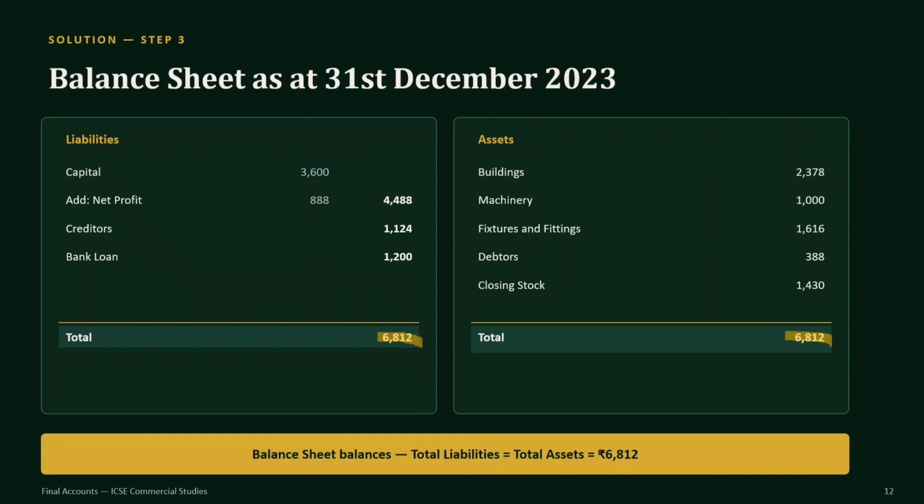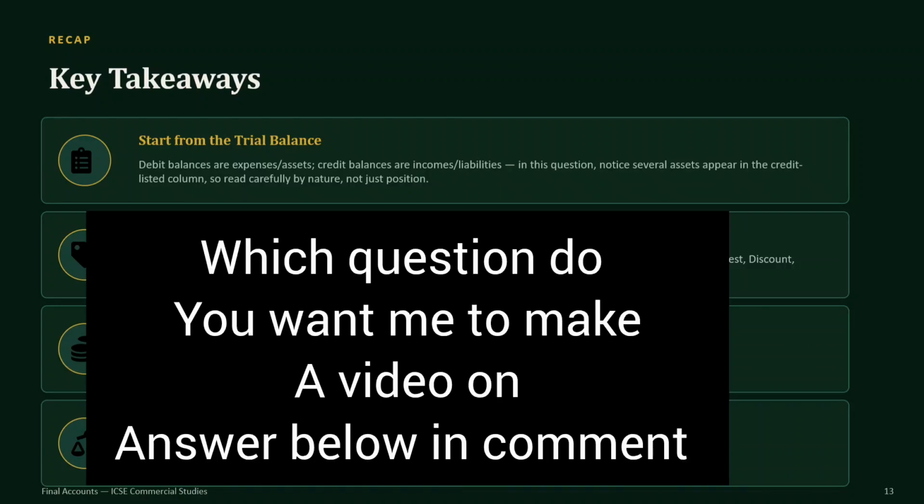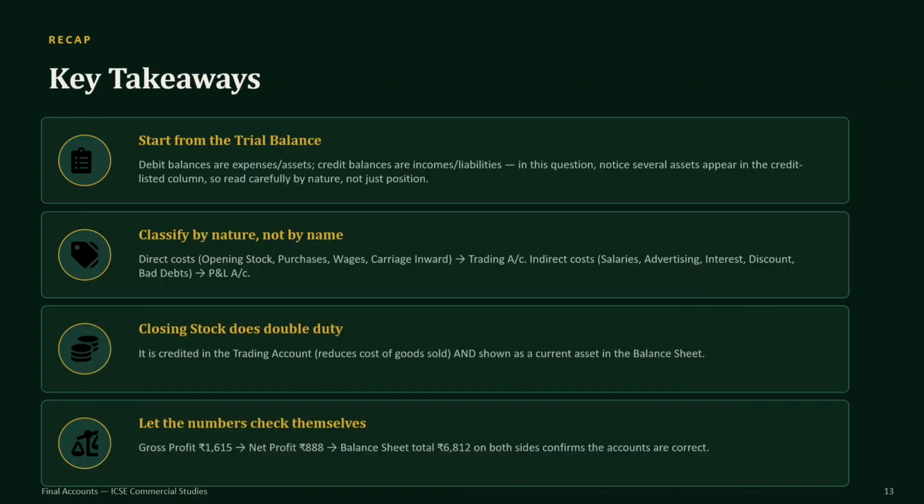Don't trust which column a trial balance item sits in. Trust what the item is. Debtors and buildings were oddly listed in the credit column here, but they are assets by nature. So they still land in the balance sheet, not as income.